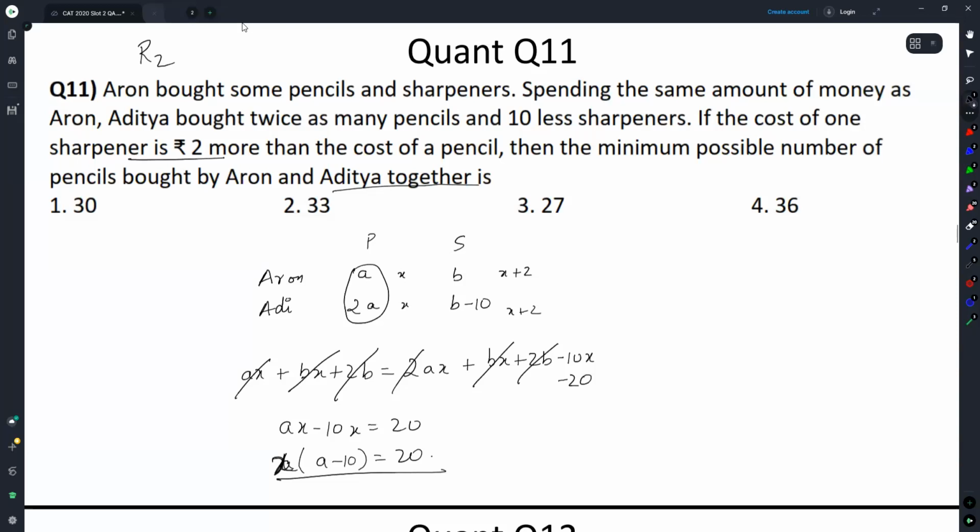Only one equation is being formed here, nothing else in it. Read once again: Aaron bought some pencils and sharpeners, spending the same amount of money as Aaron. Aditya bought twice as many pencils and 10 less sharpeners. The cost of one sharpener is 2 more than the cost of the pencils. There is nothing else inside it, and random values need to be fitted. Okay, so a has to be equal to 11. Meaning for the minimum case, a has to be equal to 11. Then the minimum possible number of pencils bought by Aaron and Aditya together will be option 2, 33. But this is quite an underwhelming question.